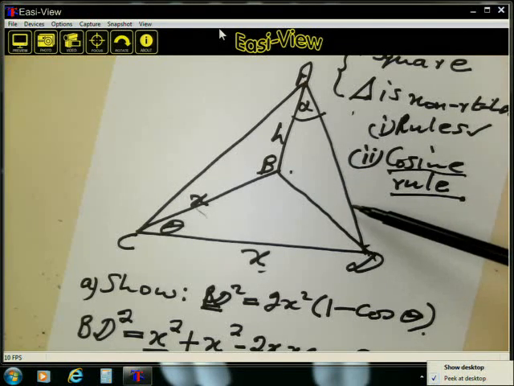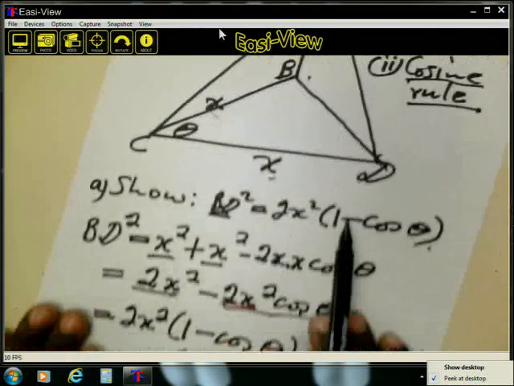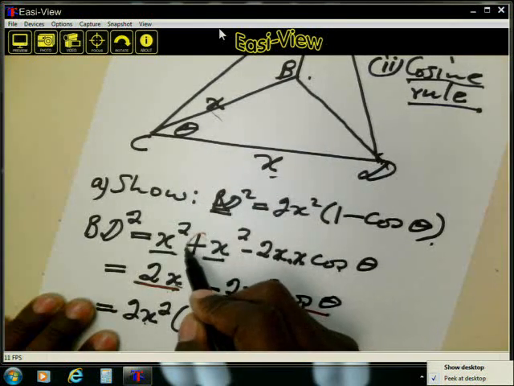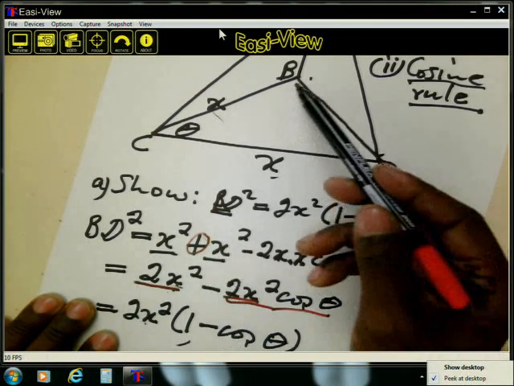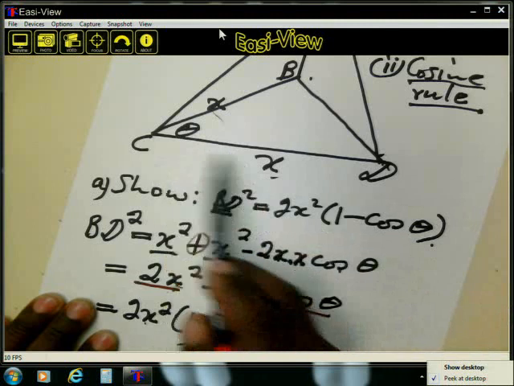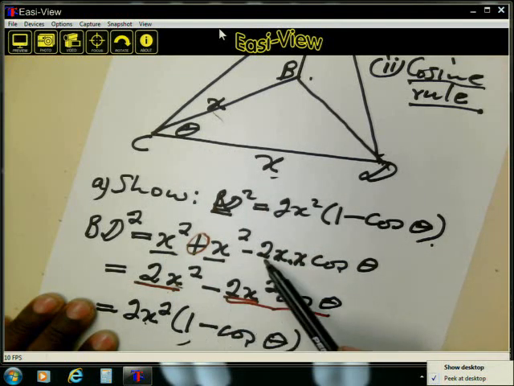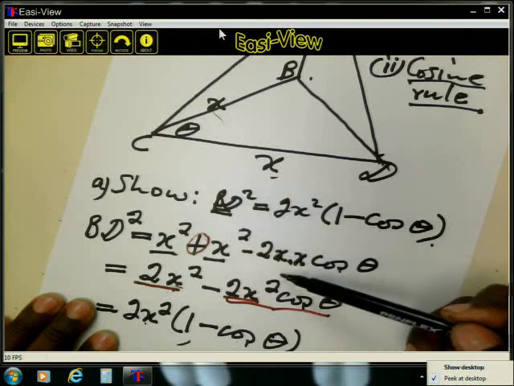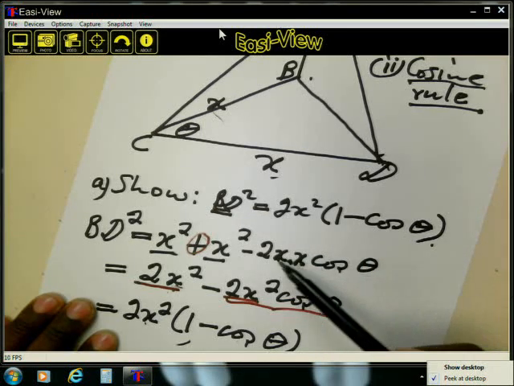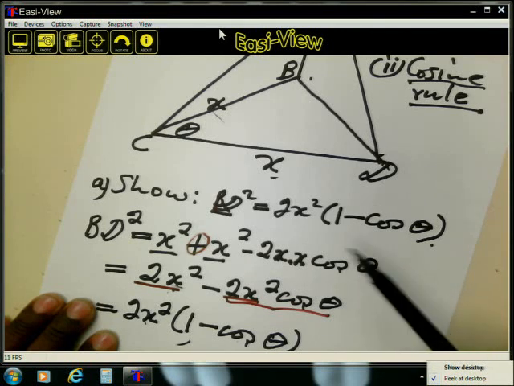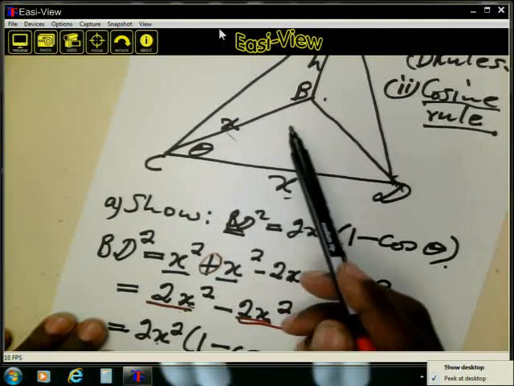And the cosine rule, if we understand it, says you take any side, in this case BD squared, take the square of that, it is equal to the sum of the squares of the others. In other words, BC squared plus CD squared, which happen to be x, both of them, minus twice those sides, not squared, the product of those sides, times the cosine of the included angle.